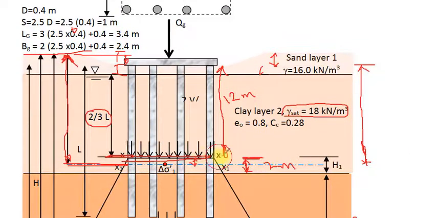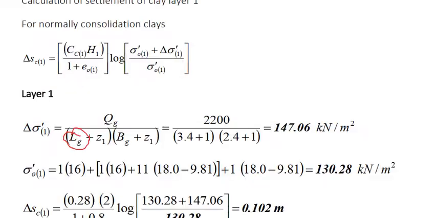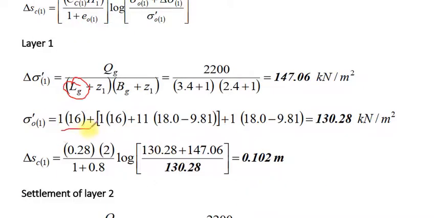plus the distance here, 1 meter, multiplied also by 18 minus 9.81. So 1 multiplied by 16 plus 1 multiplied by 16 plus 11 multiplied by 18 minus 9.81. This is along the pile, plus 1, this is along the thickness of the layer, 18 minus 9.81, leads to the following result: 130 kN per meter square.